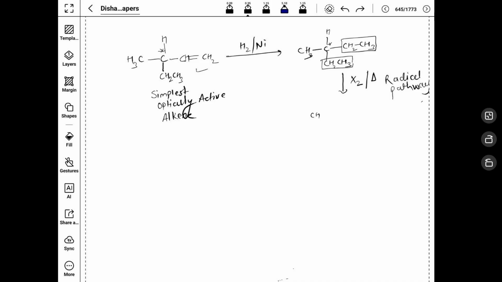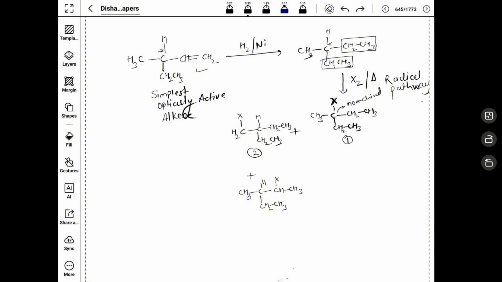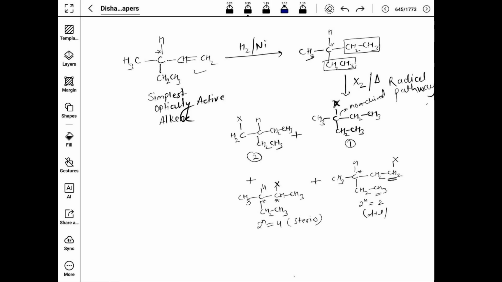So the first possibility is this one, and this is non-chiral. So only one possible. This is the second one. Now look at this structure very carefully. After mono-halogenation, this is a chiral center because it has 4 different groups, and this is also a chiral center. So there are 2 chiral centers. Therefore, it will have 4 stereoisomers. And the last possible product is this one, in which halogenation is going at the terminal carbon. Now you can see that after monohalogenation this carbon becomes asymmetric. Therefore, it has 2 stereoisomers which are D and L.